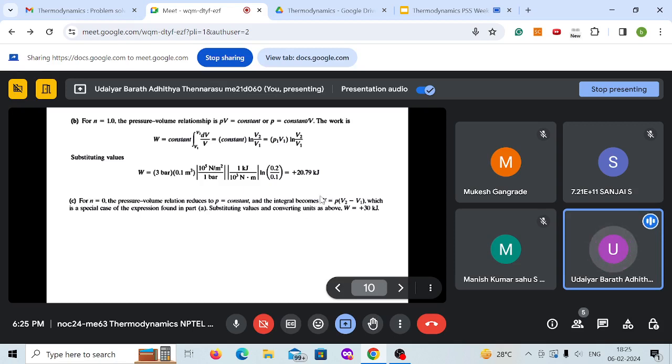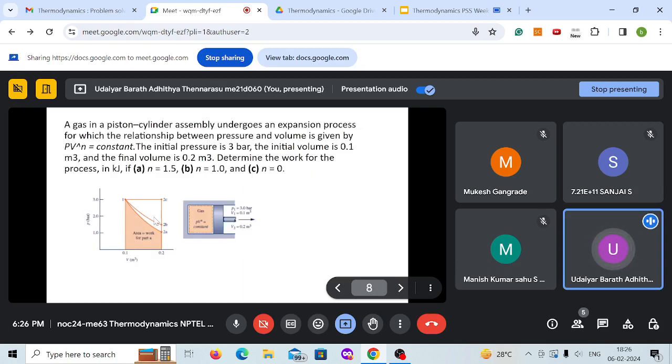The third case is when n is 0. When n is 0, we saw that the expression comes down to P equals constant. When pressure is constant, it's easy. You take it out, and the integration is P times the integration of dV. Integration of dV is nothing but the change in volume. So work is P times V2 minus V1. The pressure will be the same. P is 3 bar, so 3 into 10 power 5 into V2 0.2 minus V1 0.1, which is 0.1. So 3 into 10 power 5 into 0.1 divided by 1000 to make it kilojoules. It comes out to be 30 kilojoules.